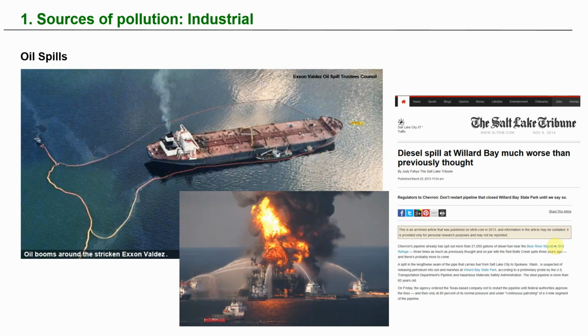Another source of industrial pollution is actually spills. So some of these images are shown here. So this is the Exxon Valdez. This used to be the world's biggest oil spill. It happened up in Alaska, in a very pristine part of the world. It was an oil tanker that was absolutely chock full of Alaskan oil, and it unfortunately ran aground. It ended up stricken, and it started to release its oil into the ocean itself.